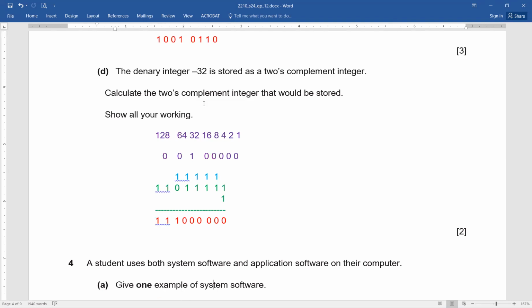That's wonderful, excellent. Are we ready for question number 4? A student uses both system software and application software on their computer. Give one example of system software.